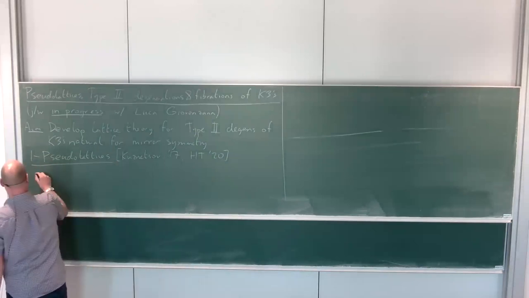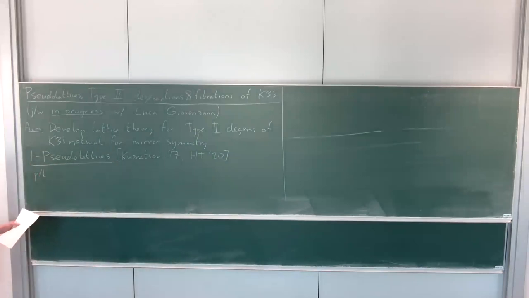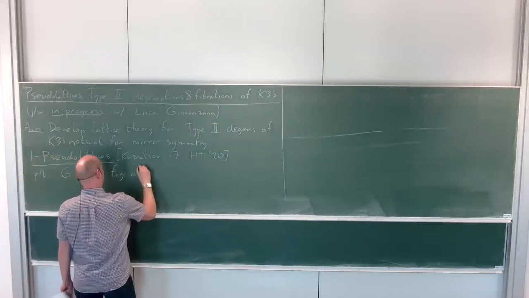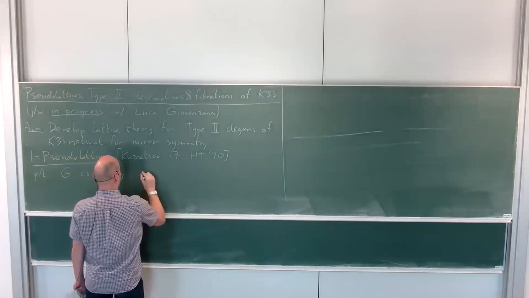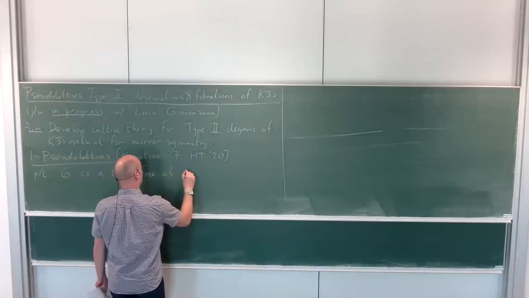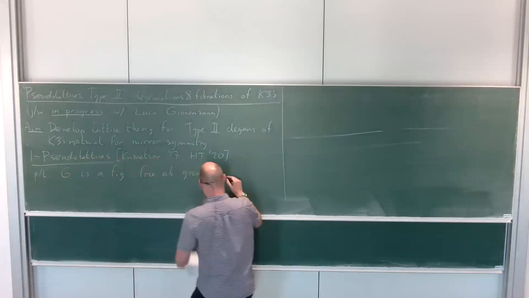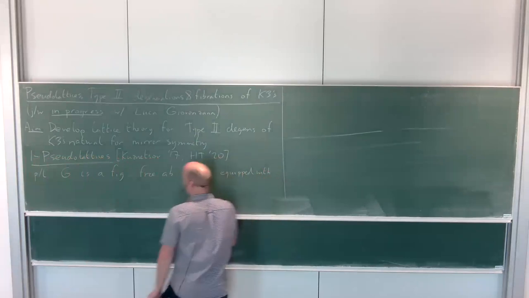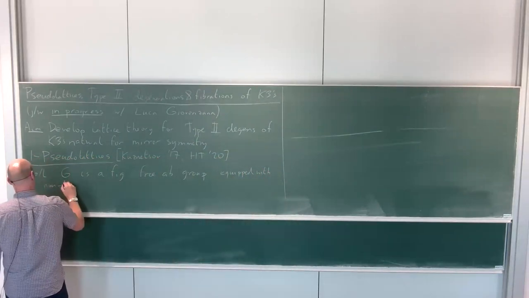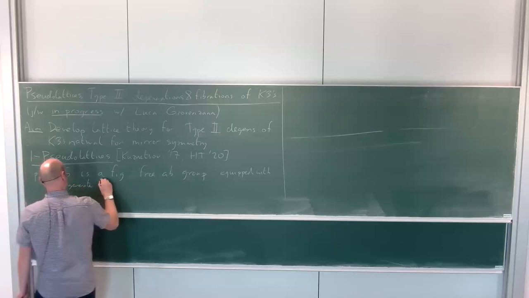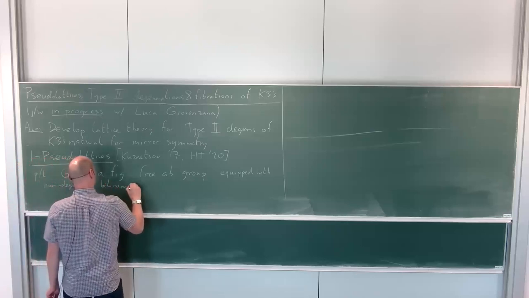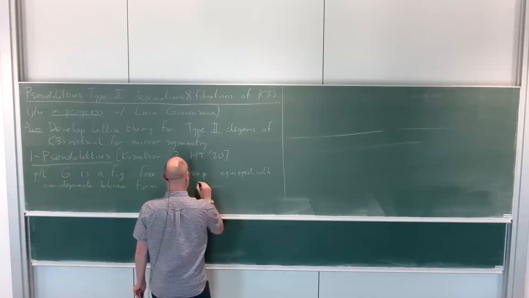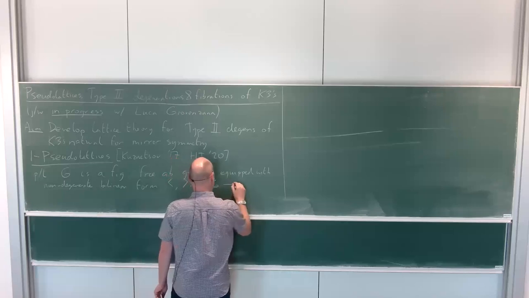A pseudolattice is, and I'm going to abbreviate to PL, that's pseudolattice, not piecewise linear, G, a finitely generated free abelian group. And I'm going to equip it with a pairing, a non-degenerate bilinear form. It's an integral bilinear form mapping from G cross G into Z.